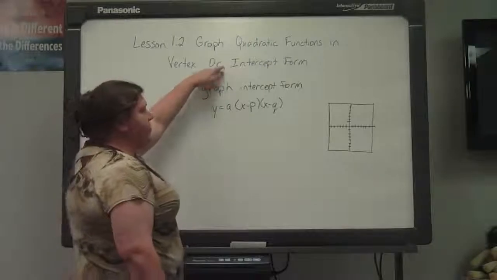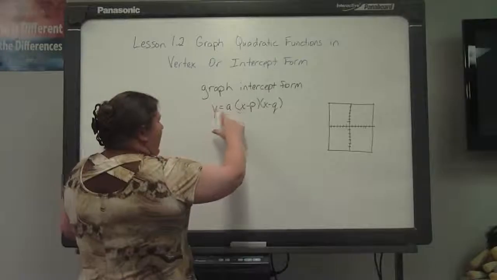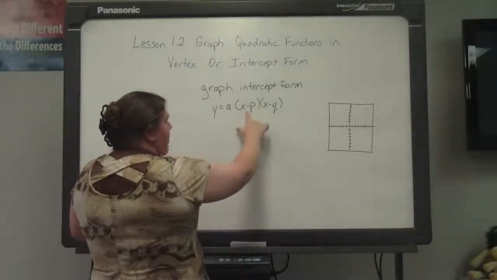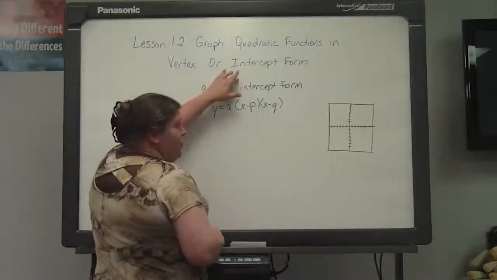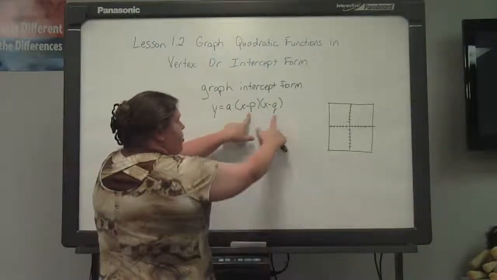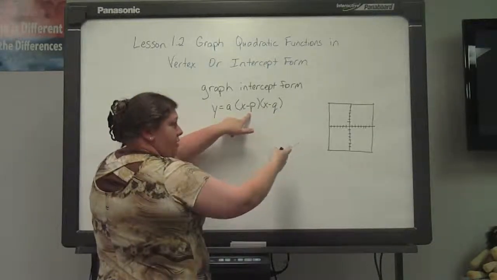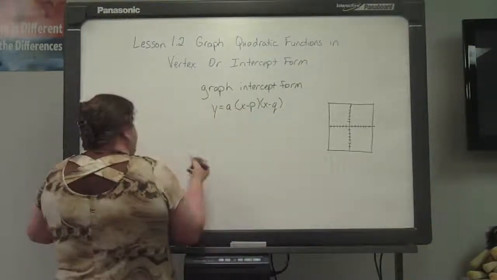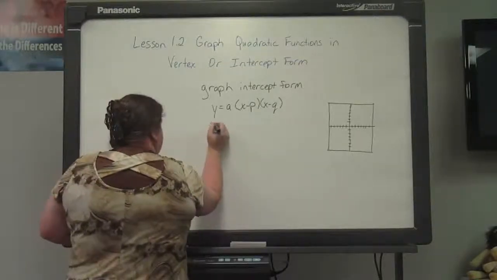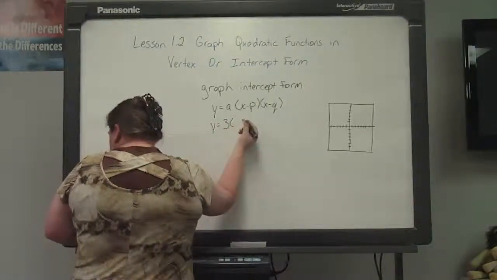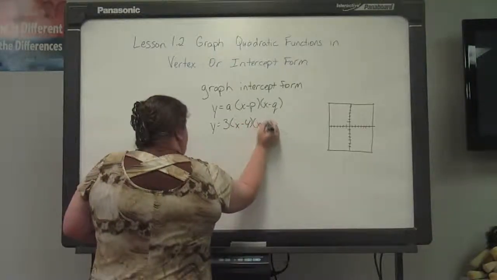Now, intercept form follows the form of y equals a times x minus p times x minus q. The reason it's called intercept form is because your p and your q cross the x-axis, and those are called the x-intercepts. Our example for this formula is y equals 3 times x minus 4 times x plus 2.